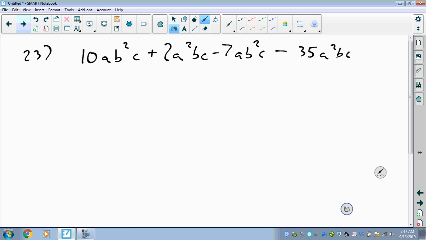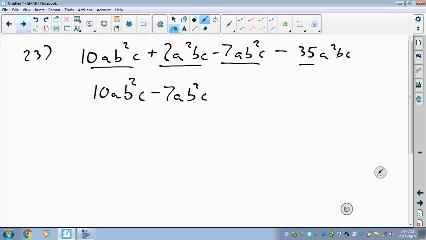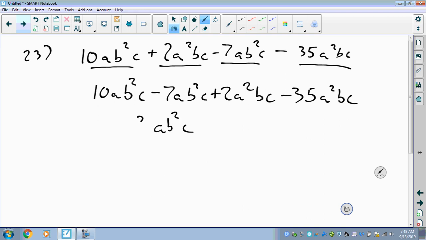So again, let's go ahead, I can say 10ab squared c minus 7ab squared c, right? These two. And then I can rewrite these two, plus 2a squared bc minus 35a squared bc. 10 minus 7, again, you're keeping the ab squared c. That's not changing. 10 minus 7 is 3. Here, I have the same thing. I'm keeping the a squared bc, and 2 minus 35 is going to be negative 33. Don't write plus and negative 33. That's not something we do. 2 minus 35 is negative 33.